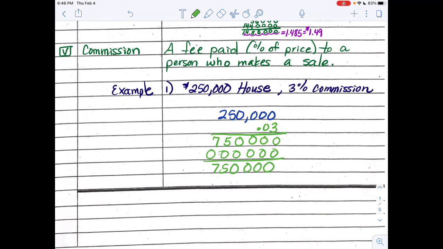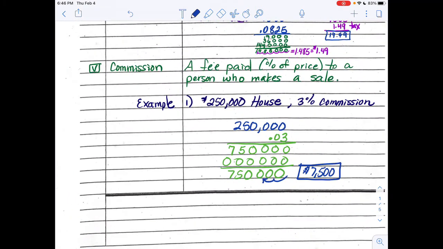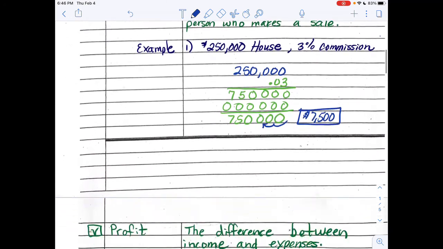But remember, we have to move our decimal 2 places. So, of course, your commission isn't going to be $750,000. It's going to be a part of that $250,000, which is $7,500 in commission. So if you sold a house for $250,000, you would make $7,500 just as a commission. A part of that sale price goes to you for selling it. All right, that's what a commission is.